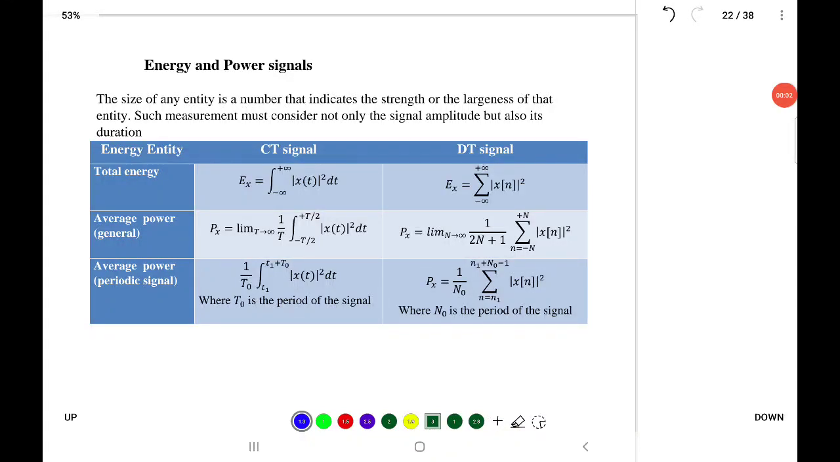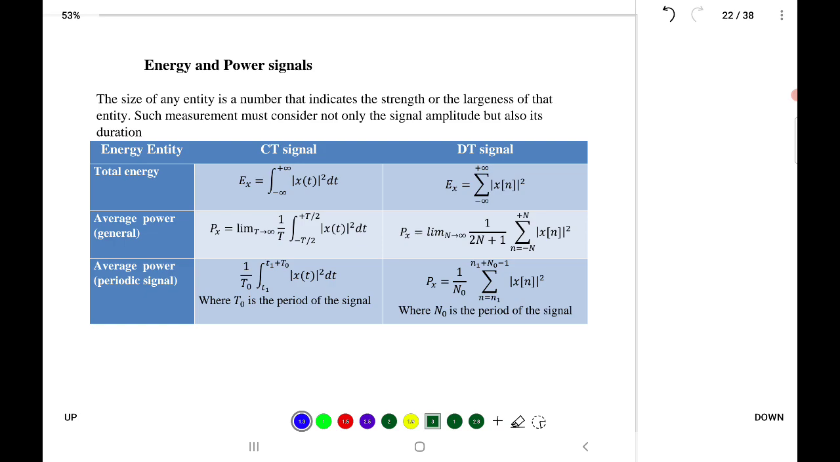Hi, I will continue the session of classification of signals, and in this session we're going to explain energy and power signals. To classify the signals according to energy and power, we should be able to calculate the power and energy for a signal. This process can be done for both continuous time signals and discrete time signals. In this session we'll focus on continuous time signals. So why do we want to do that? It will be an indication of the strength or the largeness of the entity of a signal.